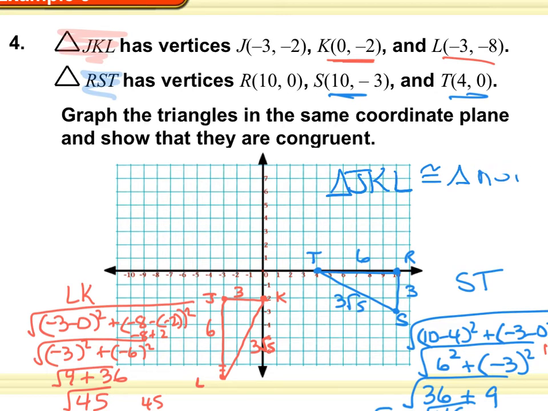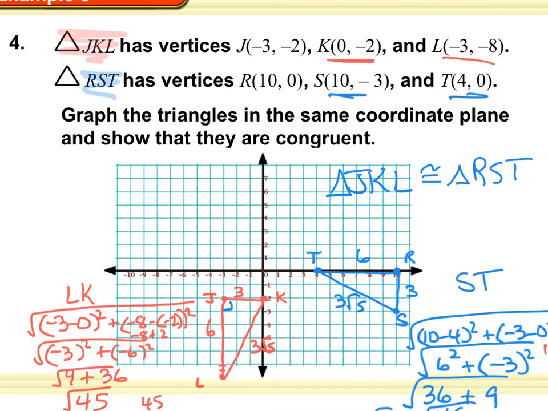Let me look at this. So let's go in the correct order. I'm going from the right angle mark here, from J to K, across the hypotenuse to L. So here I'm going to go from S to R. Let's see, no, I'm going to go over here. So I'm going to go from R to S to T. And that would be your congruency statement.